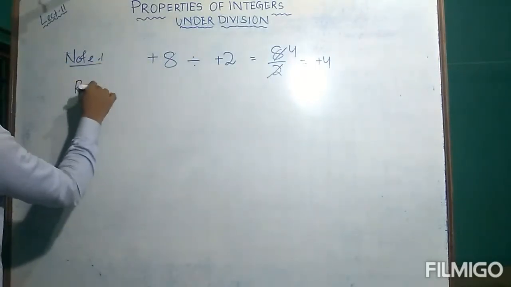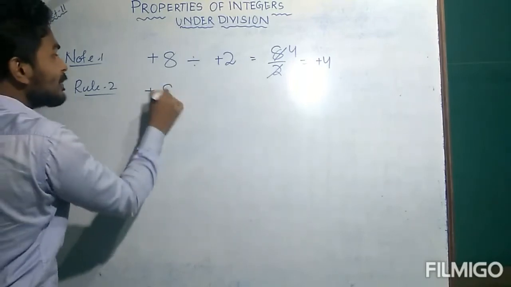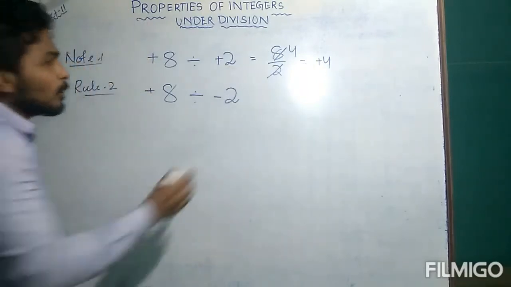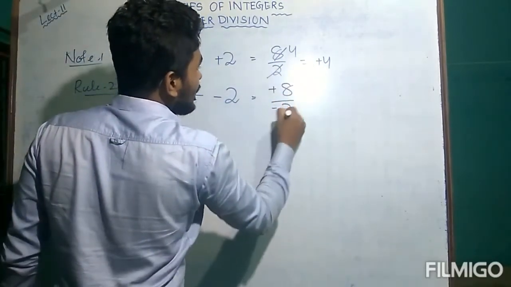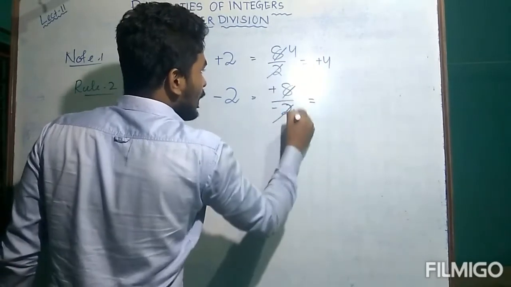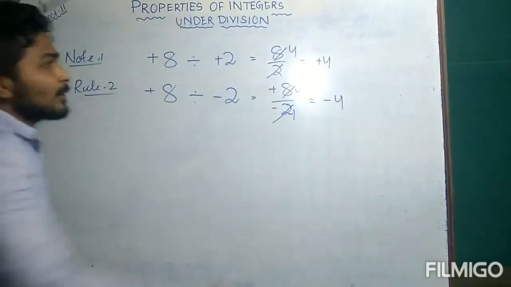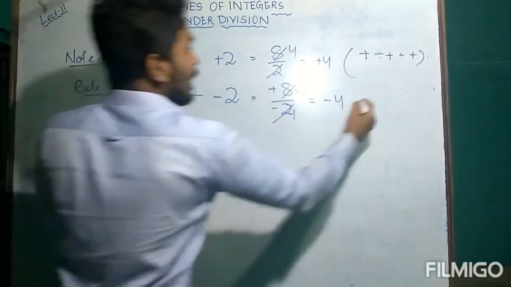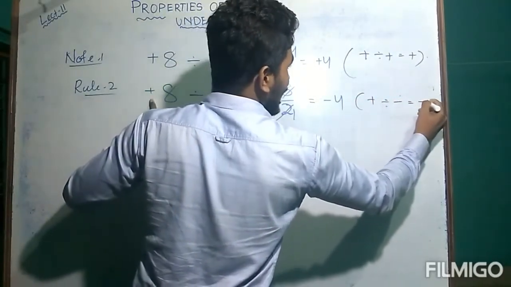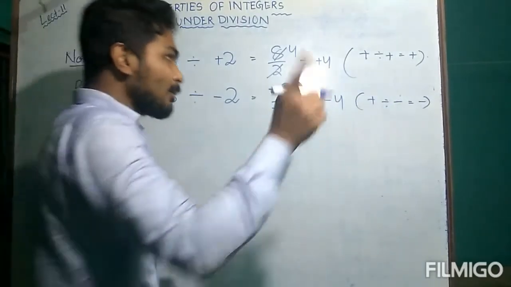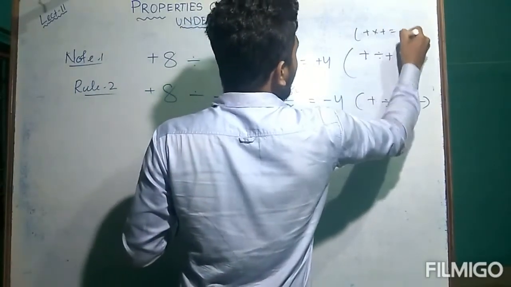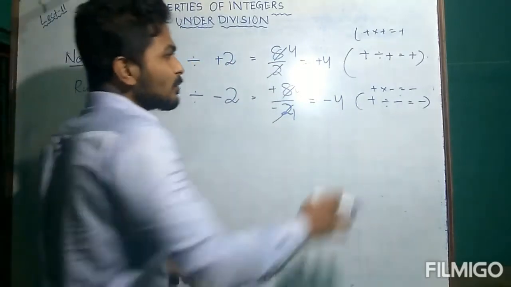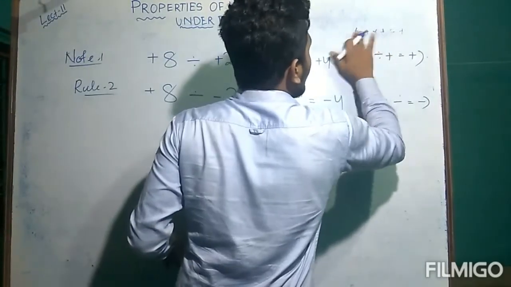The next rule is rule 2. Whenever a positive integer is divided by a negative integer, then what will be the possible result? The possible result is, for example, 4 divided by minus 2 is minus 2. So here plus divided by plus is plus, and plus divided by negative is negative. As in multiplication, plus into plus is plus, and plus into minus is minus. Similarly, division also follows the same procedure, right?